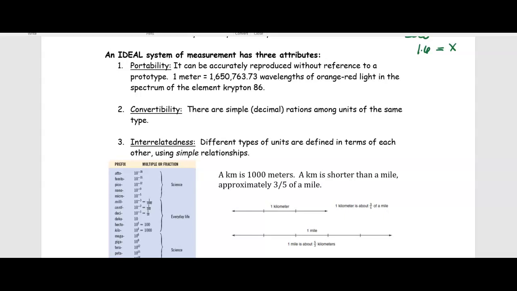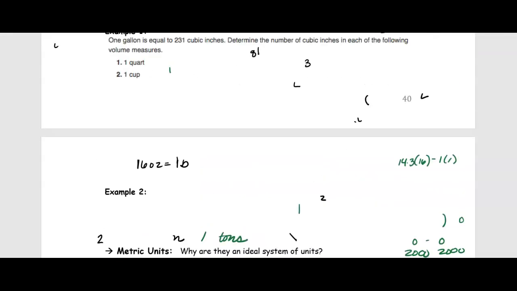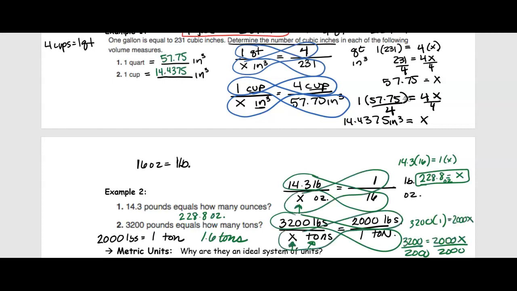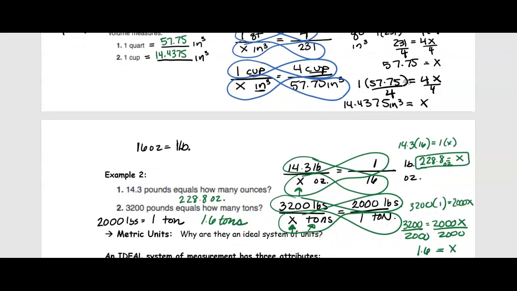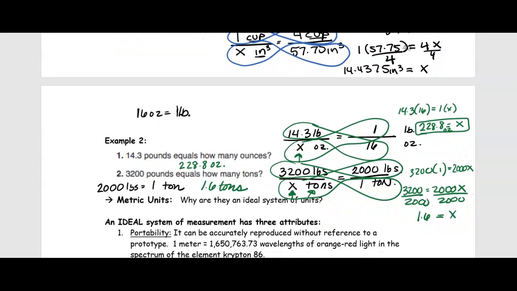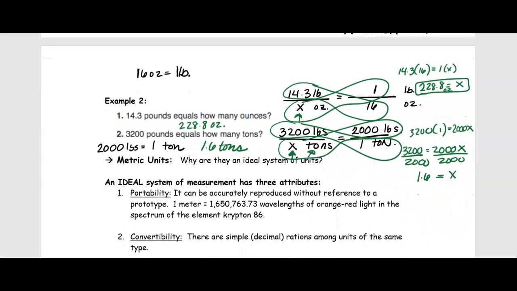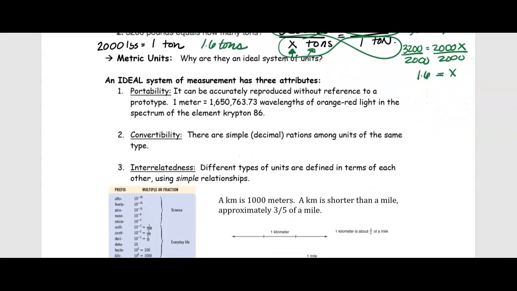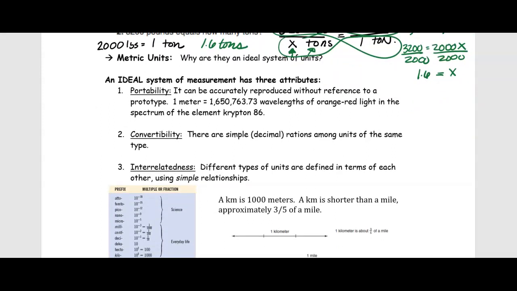So you might have noticed in previous examples, like I'll just scroll up here because I have the last example filled in, when we did the pounds to tons example, we had to set up a proportion for that. And you can certainly do proportions for metric systems, but it is so much easier. Everything is basically a factor or a multiple of 10. And so that allows us to really just move decimals instead of creating these big equations to solve.